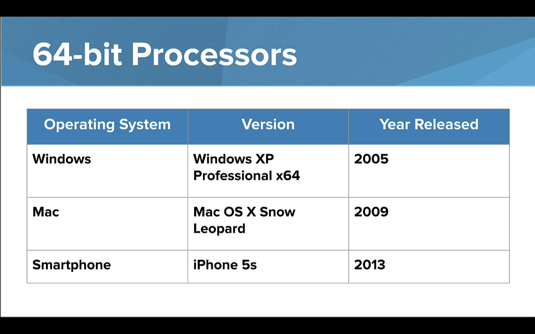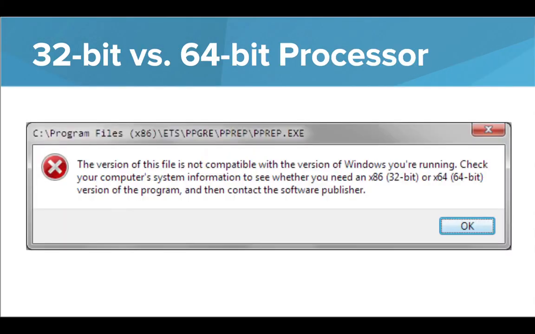For Mac computers, the first commonly used 64-bit operating system was Mac OS X Snow Leopard, which was released in 2009. The first smartphone with 64-bit capabilities was the iPhone 5S. This was introduced in 2013. What's most important here at this point is that a 32-bit operating system can usually run on a 64-bit processor, but the reverse is not true. You won't be able to run a 64-bit operating system on a computer with a 32-bit processor.